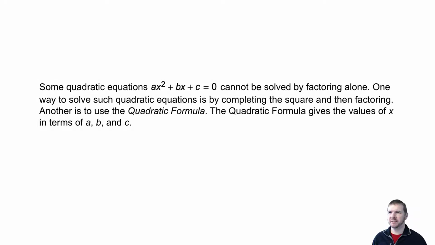Some quadratic equations, ax squared plus bx plus c equals 0, cannot be solved by factoring alone. One way to solve such quadratic equations is by completing the square and then factoring. Another is to use the quadratic formula. The quadratic formula gives the values of x in terms of a, b, and c.